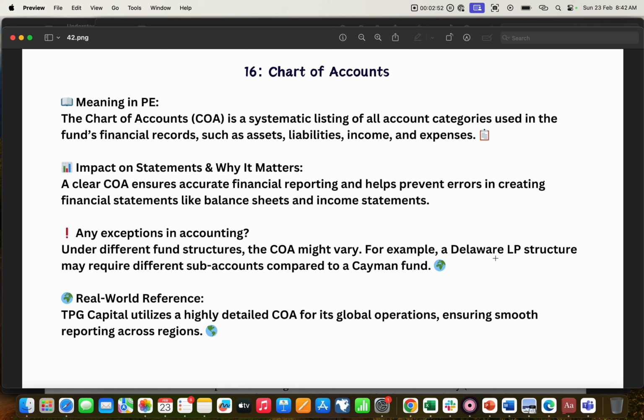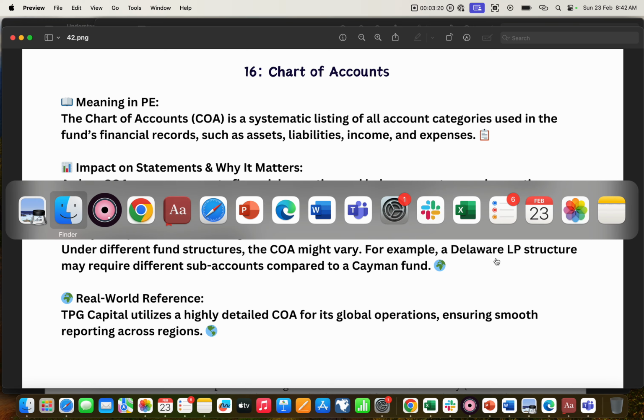So there is some example as well. Take TPG Capital, a global PE giant. Their operations span multiple regions. They have a highly detailed COA to keep financial reporting seamless across all markets where they are dealing with millions of organizations. So this is just an example.